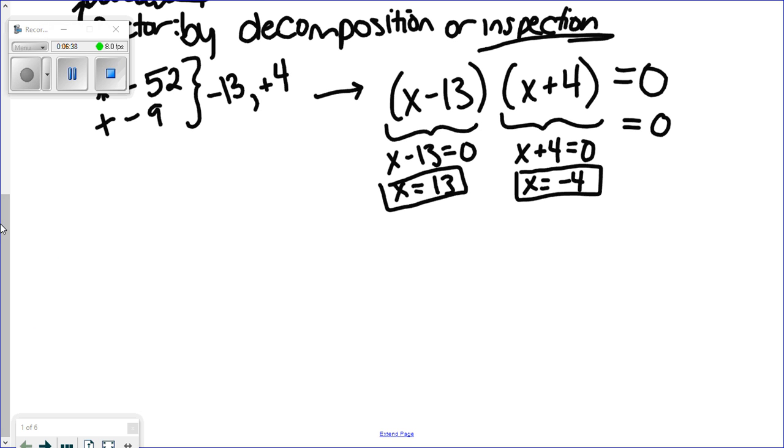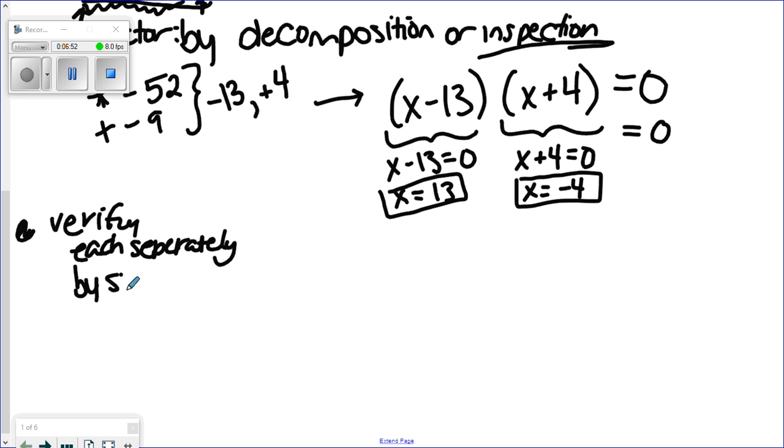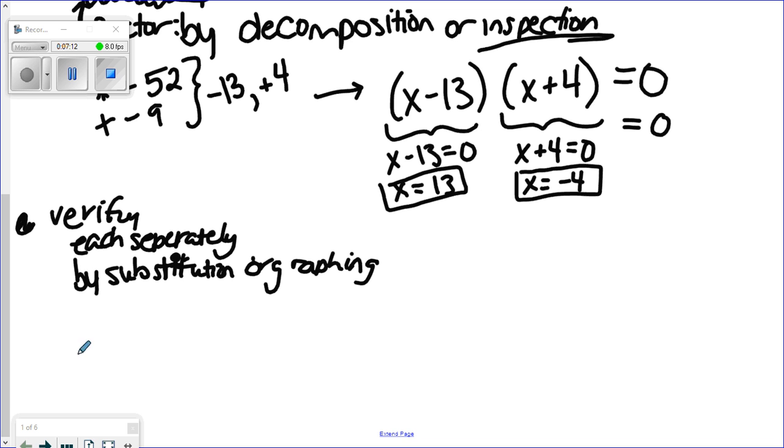So from here, we would want to, oh, sorry, I'm off the page. We would want to verify each separately by substitution or graphing. Sorry, that's looking crazy messy. So it says verify each separately by substitution or graphing. So I'm going to do it by substitution because I don't have a calculator sitting in front of me. So you need to do them each separately.